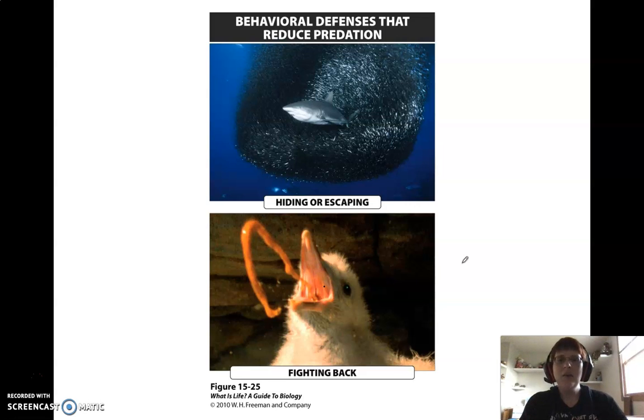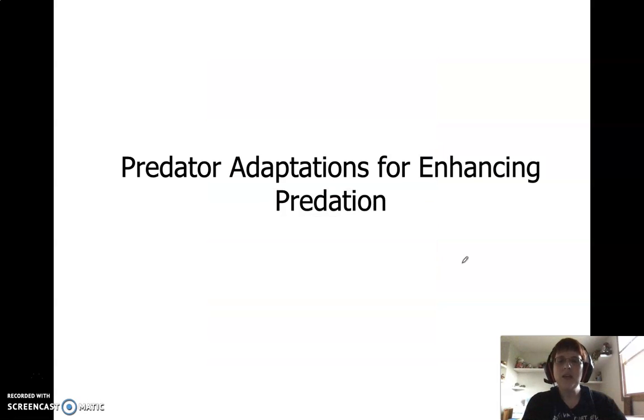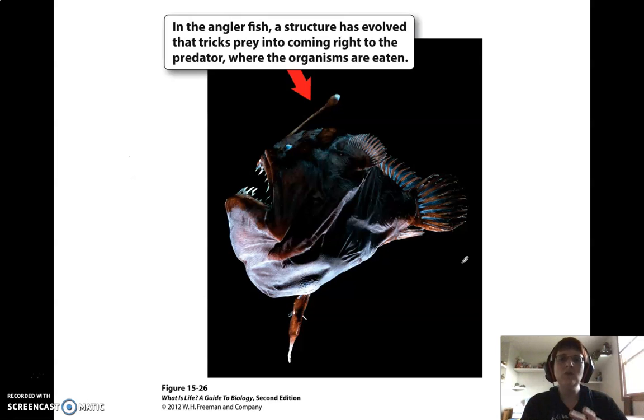So we've been talking about defenses, physical defenses, and behavioral defenses for prey, but there are also adaptations for enhancing predation. So think about predators getting faster, getting bigger teeth, things like that. Those are the ones we usually think of, but there are some really cool predator adaptations. Like the camouflage for praying mantises, but this is probably one of my favorites.